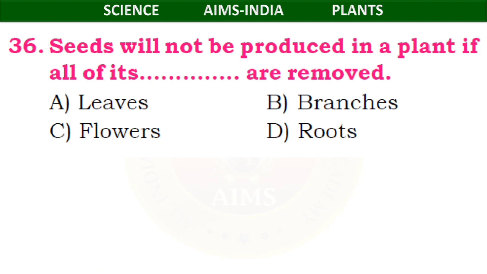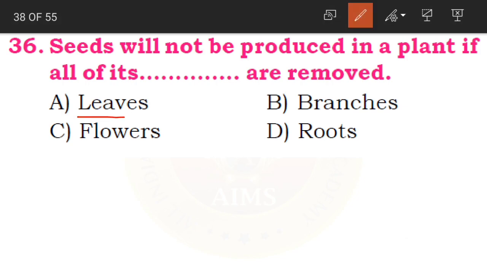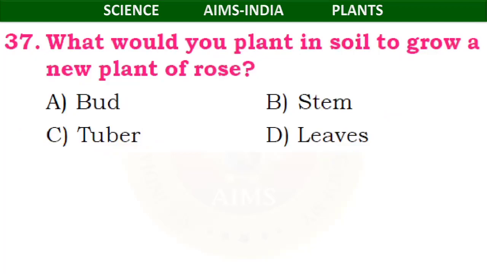So what are they? Leaves, branches, flowers and roots. So when we remove all these, seeds will not be produced. Where do we have the seeds children? Yes, it is C option, flowers. Leaves, branches and roots do not contain seeds. Seeds are only in the flowers. So that is why C option is the correct one.